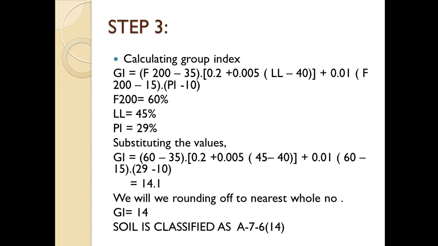So our nearest whole number is 14. So our group index is 14. Okay, so the soil is classified as A7-5(14), with 14 in parentheses. So this was all about the AASHTO classification system.